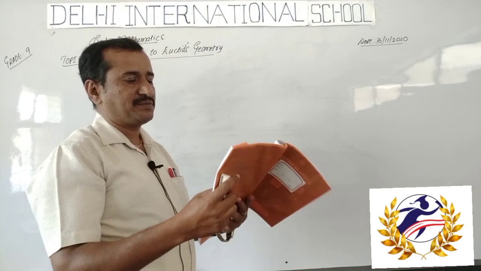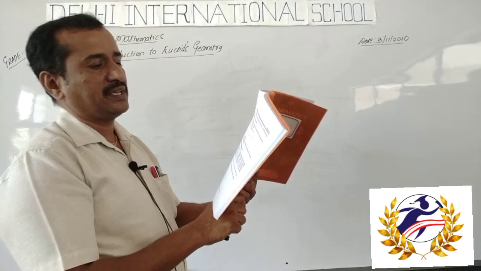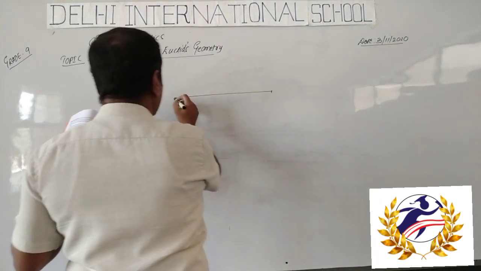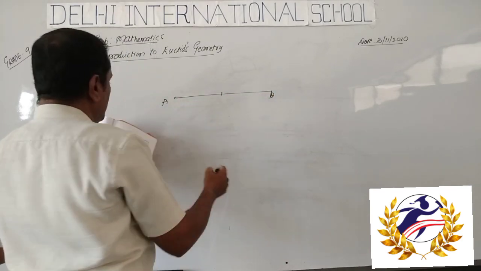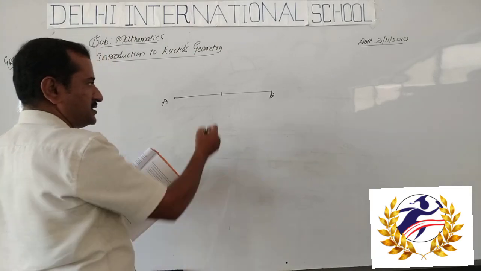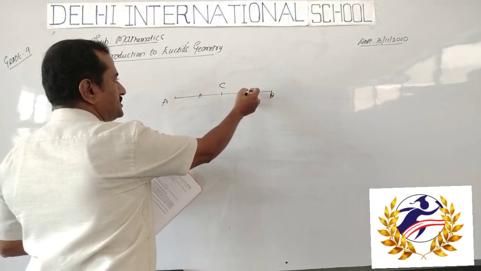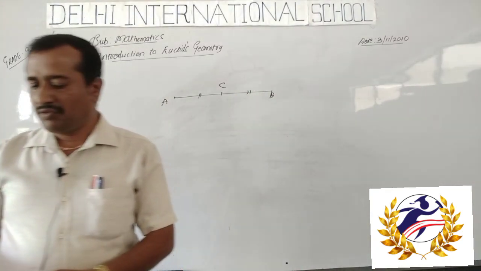If the point C lies between two points A, B such that AC is equal to BC, then prove that AC is equal to half of AB. Now this is AB. C lies such that AC is equal to BC is given. Now what you have to prove is that AC is half of AB.